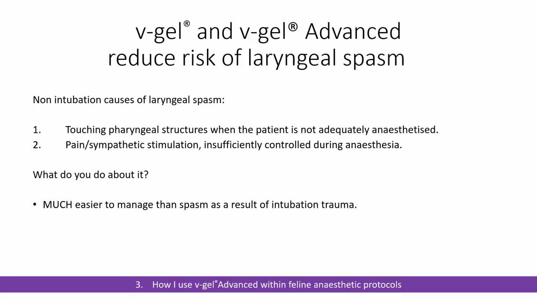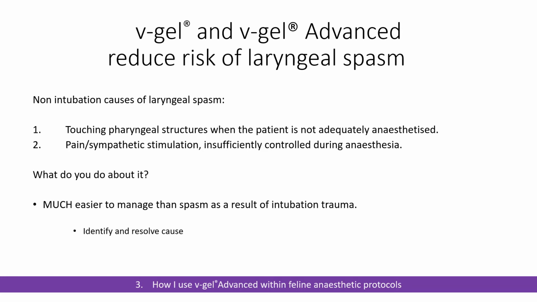Well, compared to an intubation trauma spasm, this is much easier to manage. Intubation trauma spasms are caused as the larynx rams down onto the arytenoid cartilage, so either causing physical trauma or sometimes dislocation of some of the laryngeal cartilages, and the larynx slams shut. You often get mucosal edema as a result of that trauma as well. It's all much more serious. With the causes of laryngeal spasm listed above, that touching pharyngeal structures or pain, it's much more of a transient spasm. It's a flutter. It gives you a quite specific upper airway noise. What do you do about it?